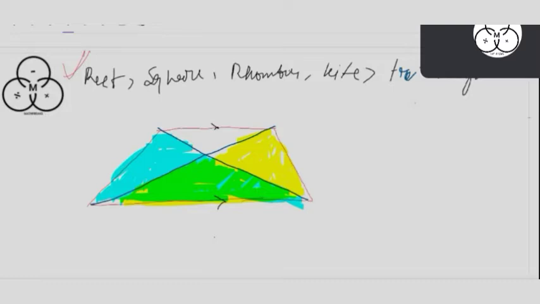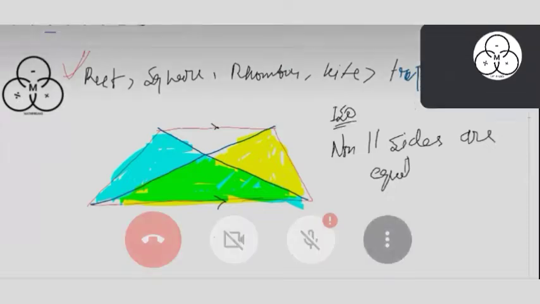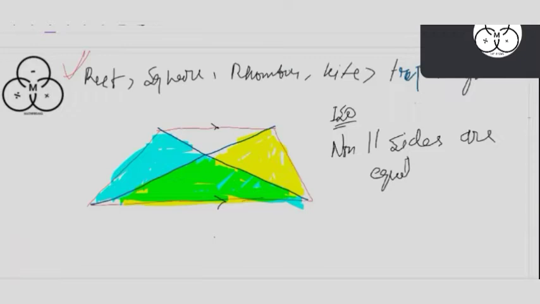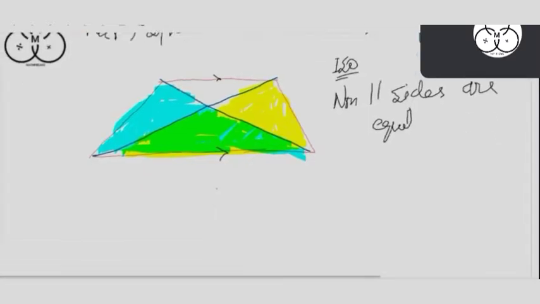Now there is a special kind of trapezium which is known as isosceles trapezium. What is the case of isosceles trapezium? In isosceles trapezium, non-parallel sides are equal. These are the few key definitions we should be aware of.